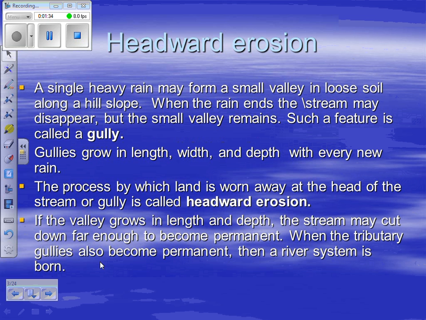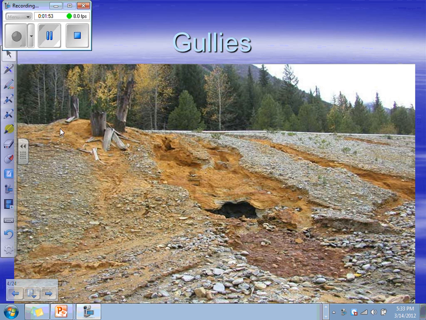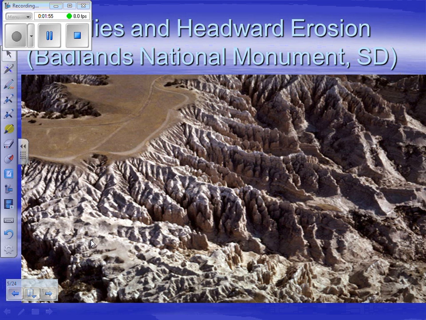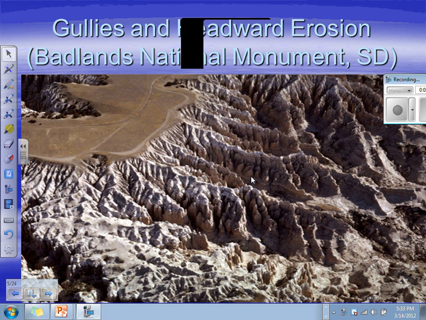If the valley grows in length and depth, the stream may cut down far enough to become permanent. When the tributary gullies also become permanent, then a river system is born. This is an example of gullies. This is another example of gullies and headward erosion in the Badlands National Monument of South Dakota.